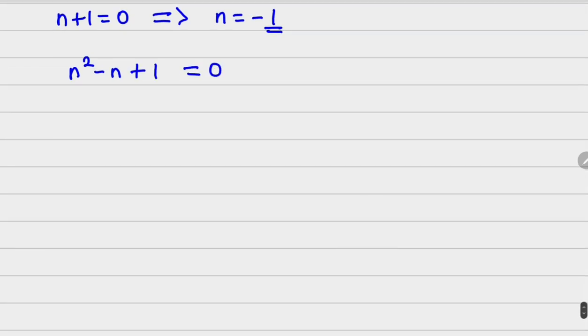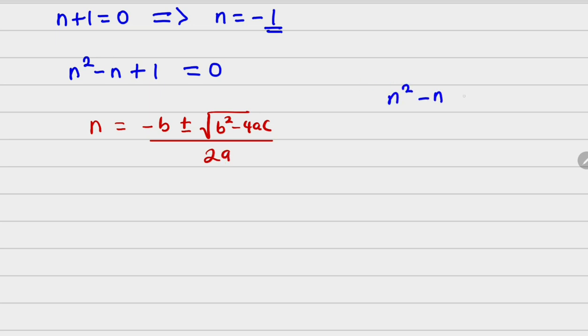Now, using the quadratic formula, we know that n will be equal to minus b plus or minus the root of b squared minus 4ac all over 2a. But recall this is n squared minus n plus 1, and this is ax squared plus bx plus c, just like comparing coefficients. So you can see that when you compare the coefficients, a is going to be 1, b is equal to minus 1, and c is equal to 1.